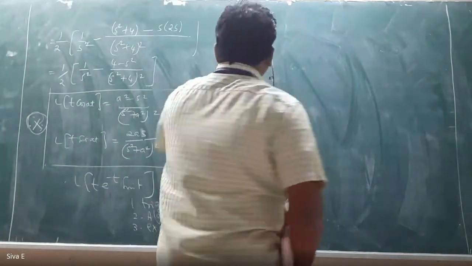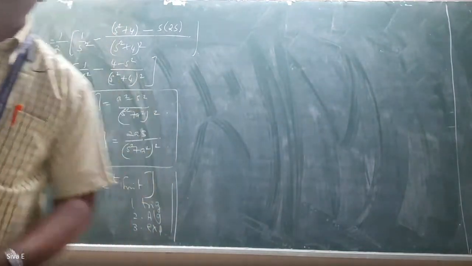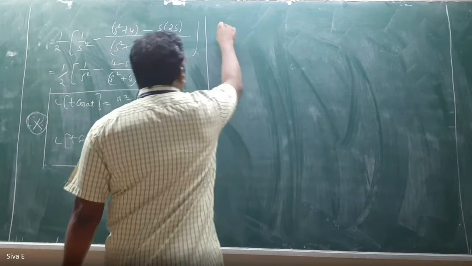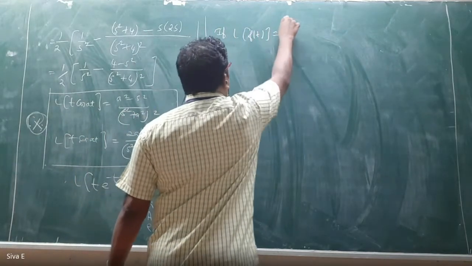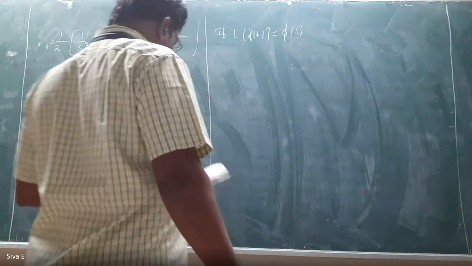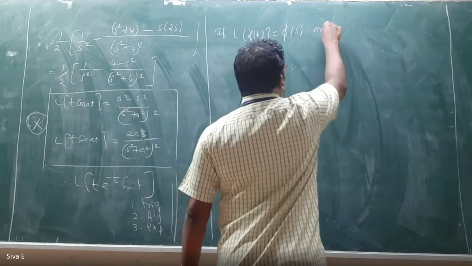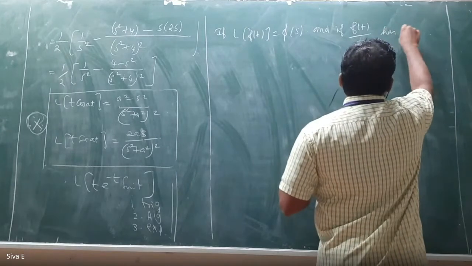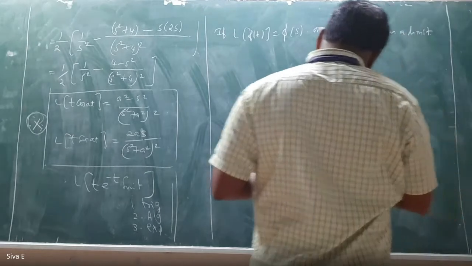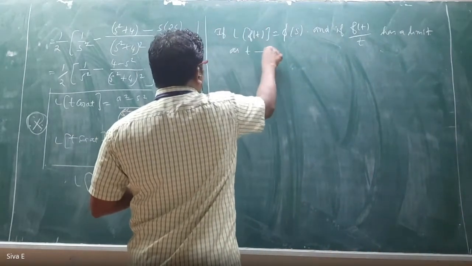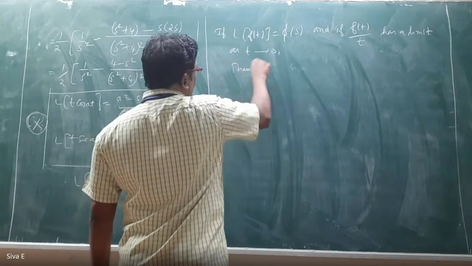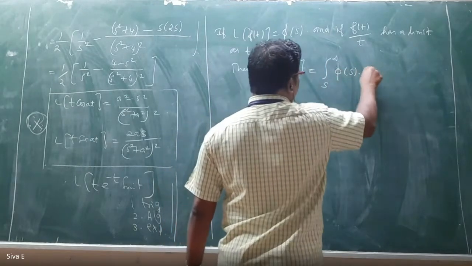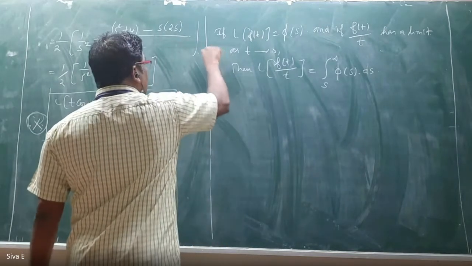Next one. If L of f of t equals phi of s, and if f of t by t has a limit as t tends to 0, then the Laplace transform of f of t by t equals the integral from s to infinity of phi of s ds. This is one more important property.